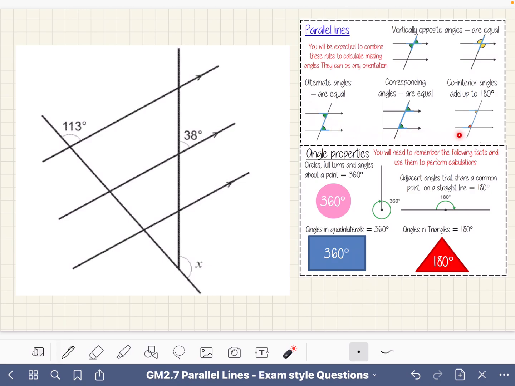These can be in any orientation, okay? They do not have to match up exactly like this. They just have to be the type of shape that I've described. You're also going to need to know about your angle properties.